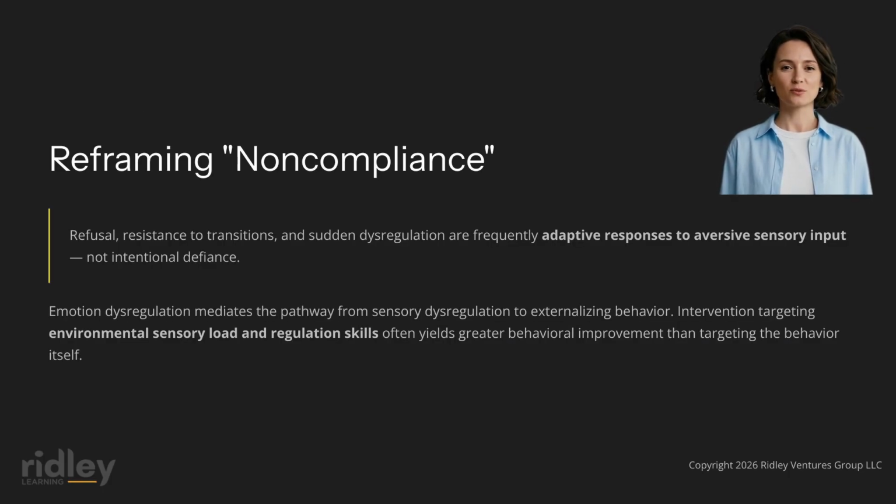The practical clinical consequence of all this evidence is significant. Behaviors commonly labeled non-compliance, such as refusal, resistance to transitions, apparent oppositionality, and sudden emotional dysregulation, are frequently adaptive responses to overwhelming or aversive sensory input rather than intentional defiance. They should be reframed through a sensory lens before behavioral interpretation. Emotion dysregulation appears to mediate the pathway from sensory dysregulation to externalizing behavior in young autistic children. What that means in practice is that intervention targeted at environmental sensory load and at regulation skills often yields greater behavioral improvement than intervention targeted at the behavior itself.